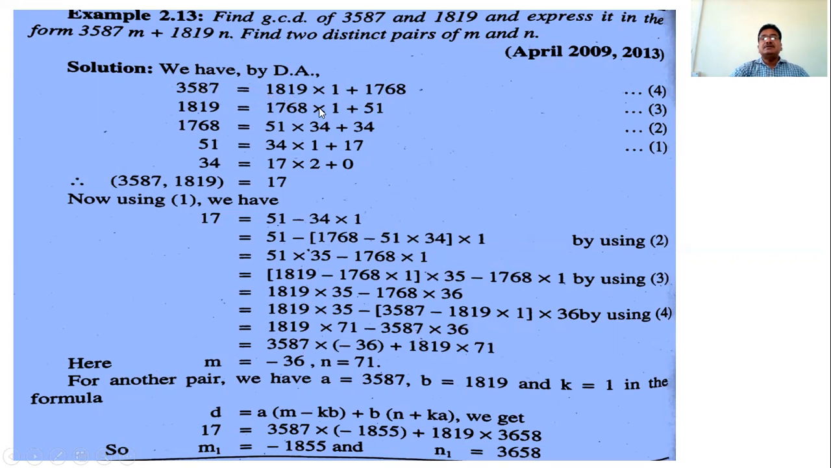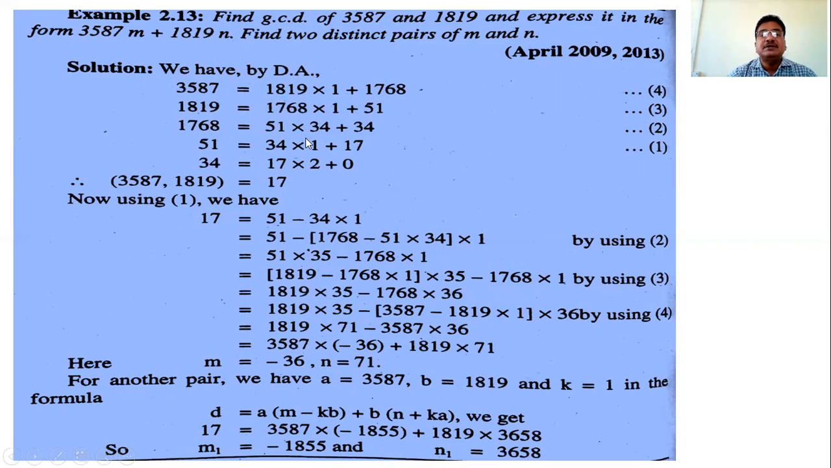The next equation: divide the divisor 1819 by the remainder 1768. Obviously the quotient is 1, because 1819 divided by 1768 is 1 point something. Then 1819 minus 1768 times 1 is the remainder, 51. Next, divide the divisor 1768 by the remainder 51, and the quotient is 34.